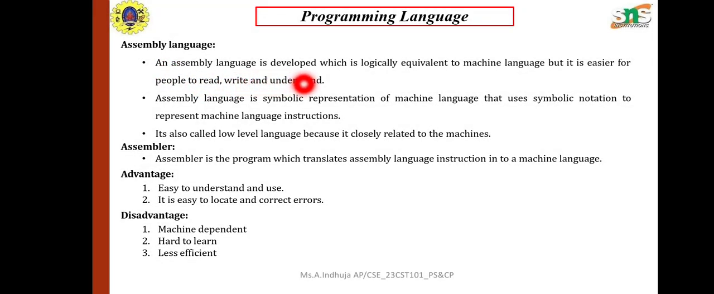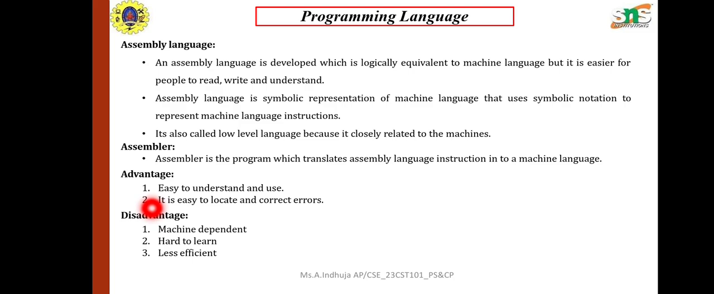An assembly language is developed which is logically equivalent to machine language, but it is easier for people to read, write and understand. Okay, assembly language is a symbolic representation of machine language that uses symbolic notations to represent machine language instructions. So it is also called low level language because it is closely related to the machine. Okay, so next one, assembler. The assembler is the program which translates the assembly language instructions into machine language.